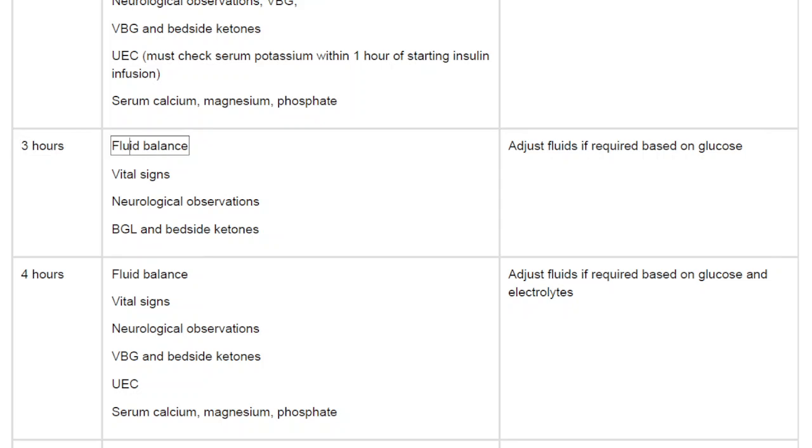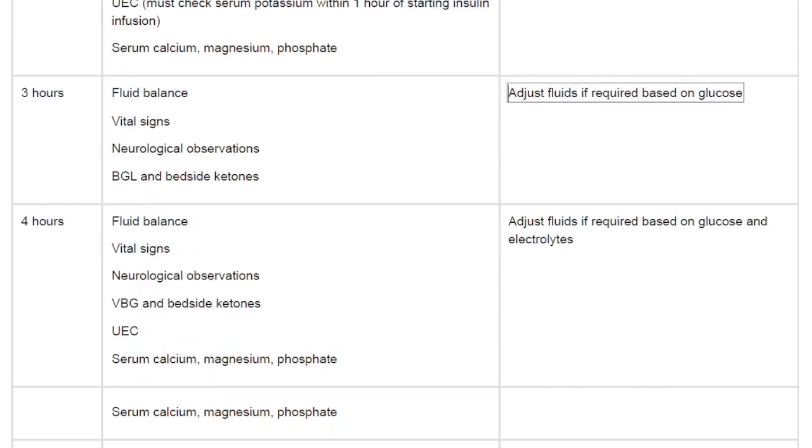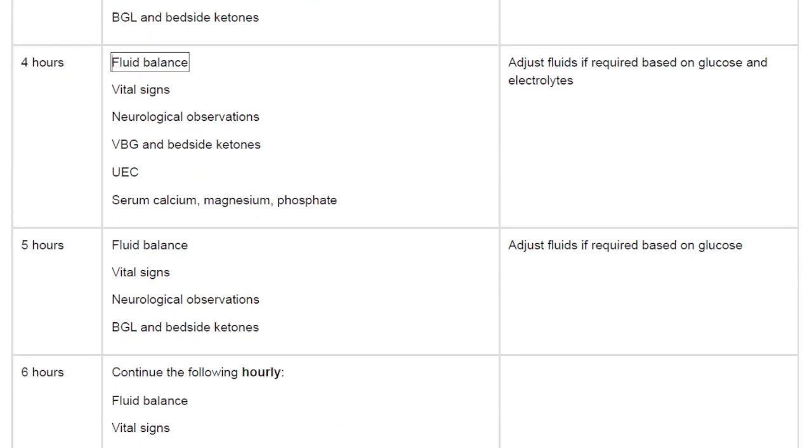3 hours. Fluid balance, vital signs, neurological observations. BGL and bedside ketones. Adjust fluids if required based on glucose. 4 hours. Fluid balance, vital signs, neurological observations. VBG and bedside ketones. UEC. Serum calcium, magnesium, phosphate. Adjust fluids if required based on glucose and electrolytes.